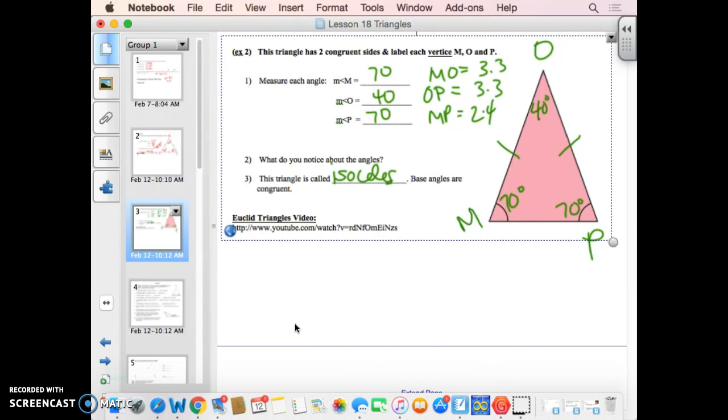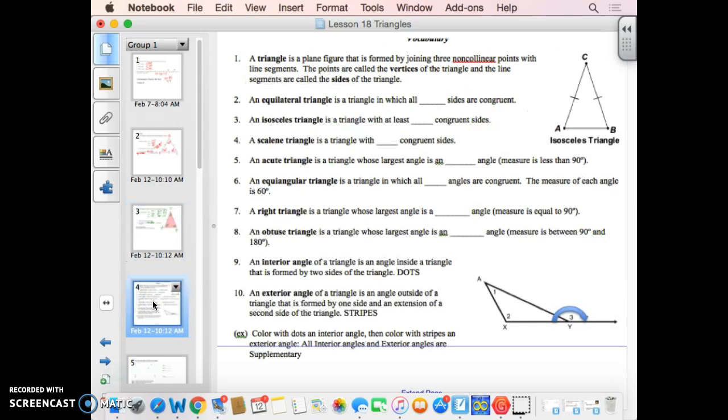Basically what you should have noticed is that we talked about all the different types of triangles, and now we're going to get into that vocabulary that matches. So you should have noticed that a triangle is formed by joining three non-collinear points. An equilateral triangle is one in which all three sides are congruent. An isosceles triangle is a triangle with at least two congruent sides. A scalene triangle is one with zero congruent sides, because all the sides are different.